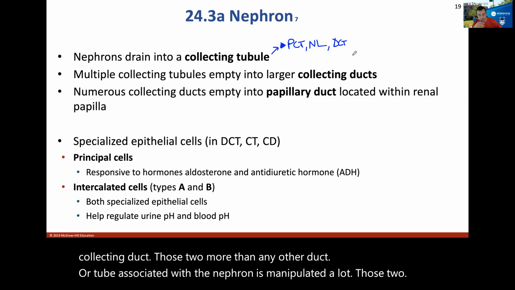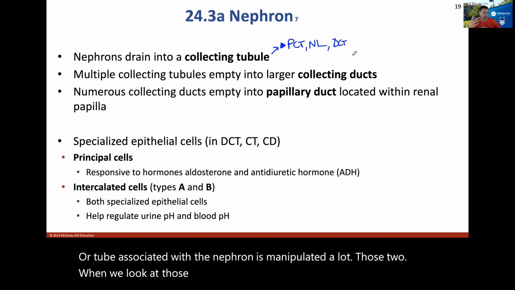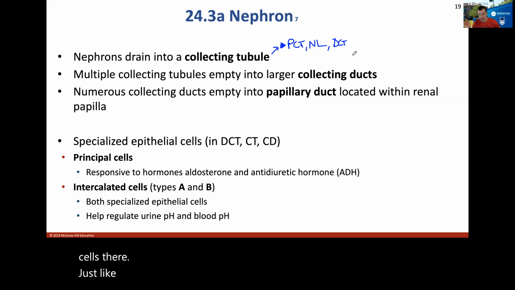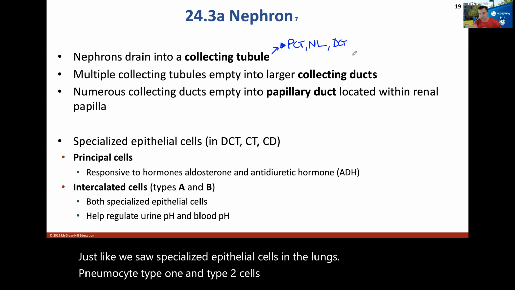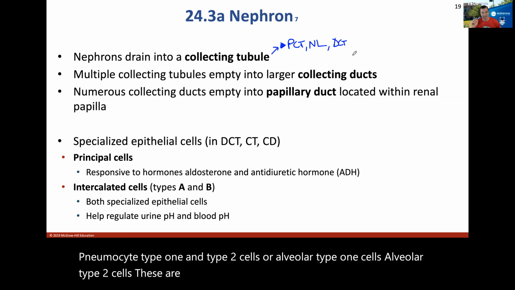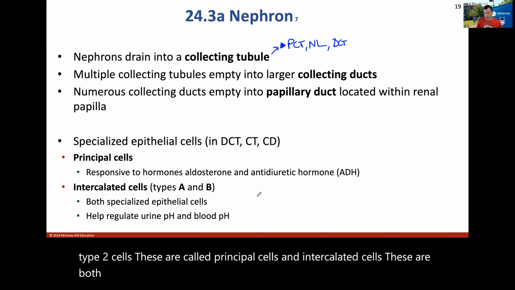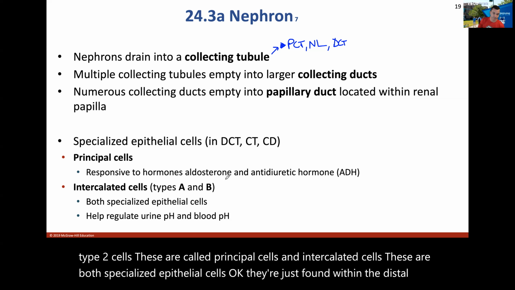When we look at those two, we're going to see some specialized epithelial cells there, just like we saw specialized epithelial cells in the lungs: pneumocyte type 1 and type 2 cells, or alveolar type 1 and alveolar type 2 cells. These are called principal cells and intercalated cells. These are both specialized epithelial cells, okay? They're just found within the distal convoluted tubule and the collecting duct.